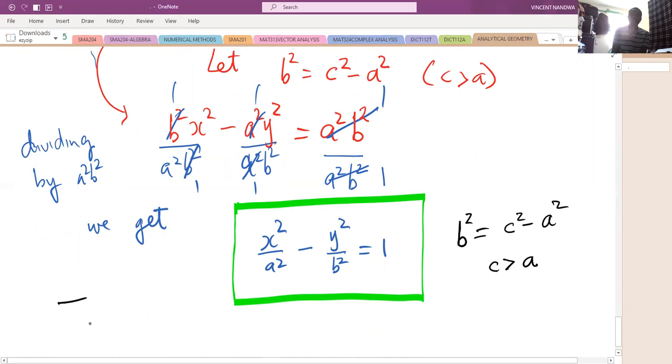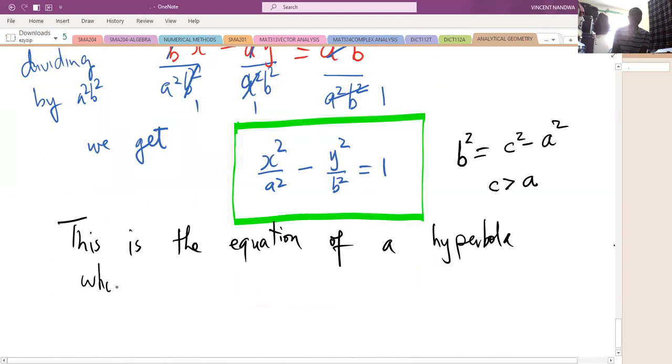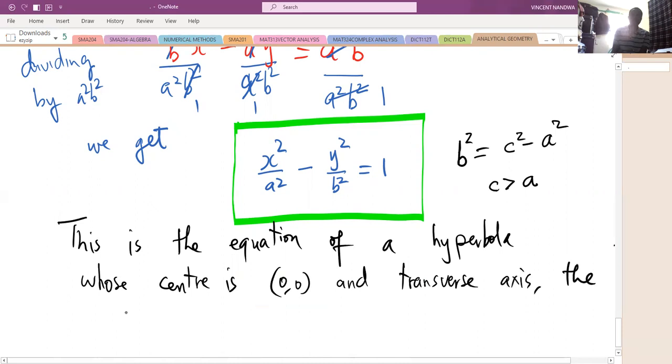So this is the equation of a hyperbola whose center is the origin and transverse axis is the x-axis. So in the next session, we'll derive the equation when the transverse axis is along the y-axis and the center is still (0, 0).